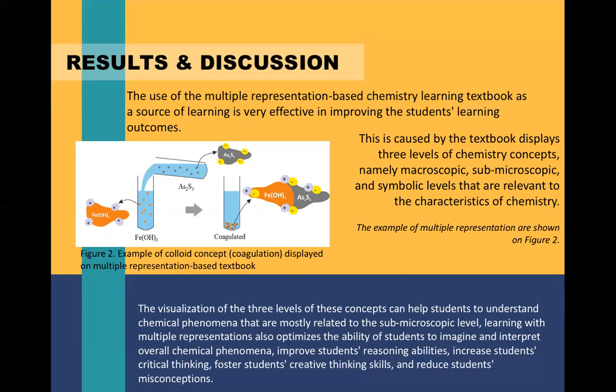And learning with multiple representation also optimizes the ability of students to imagine and interpret overall chemical phenomena, improves student listening ability, increases student critical thinking, fosters student creative thinking skills, and reduces student misconception. In addition, all 3 levels of representation can also improve student reasoning abilities, and student understanding becomes more meaningful and is stored longer in the brain. And the right learning strategy will be able to reduce student misconception, thus students will get satisfaction in learning chemistry.